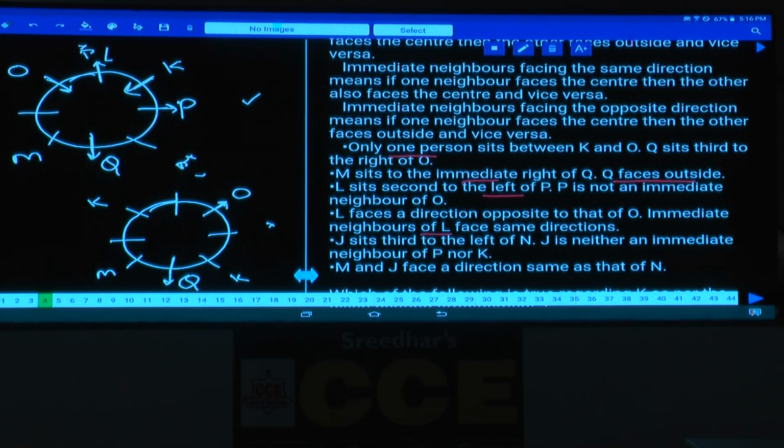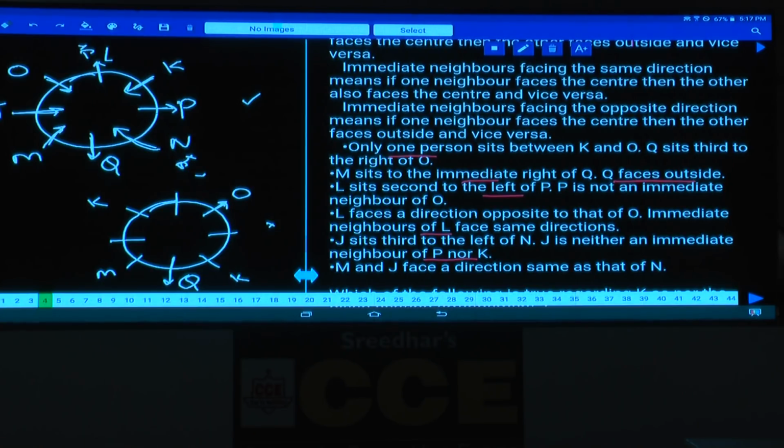J sits third to the left of N. J is not an immediate neighbor of P or K. As J is not an immediate neighbor of P or K, J must be here and then N will be here. This N is facing the center, then J will be at this place. And M and J face the same direction as N. M, J and N are facing the center.